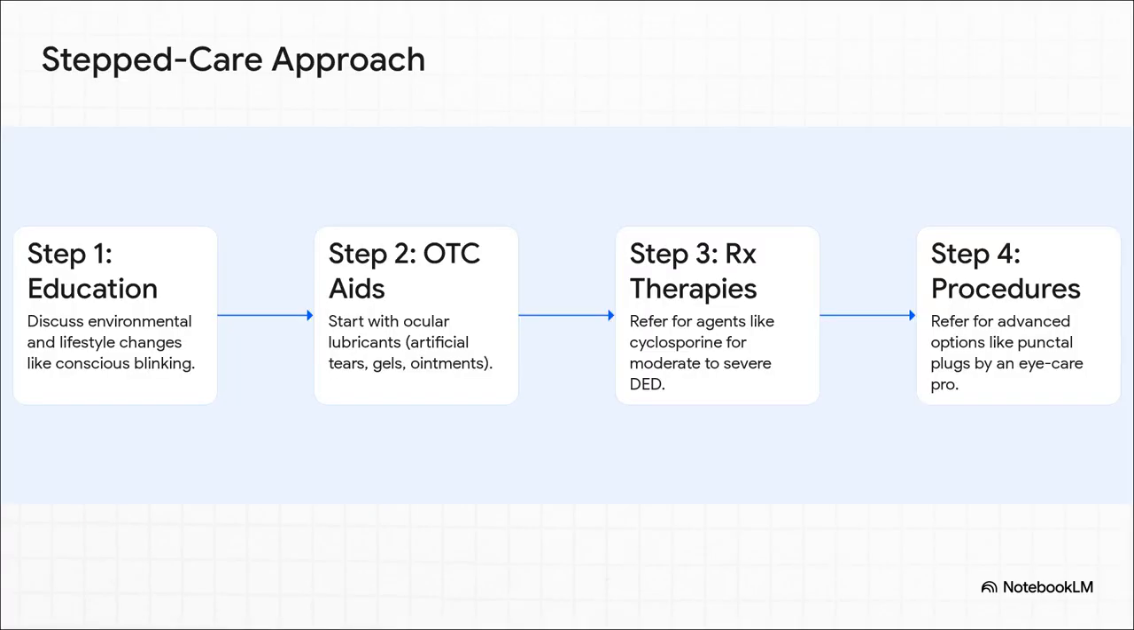So when you're thinking about management, it's best to think of it like a step-by-step ladder. You always start with education and lifestyle changes. If that doesn't cut it, step 2 is our world, the OTC ocular lubricants. Prescription therapies and other procedures are further down the line and they need a referral, but it's really good for you to know that they're options.